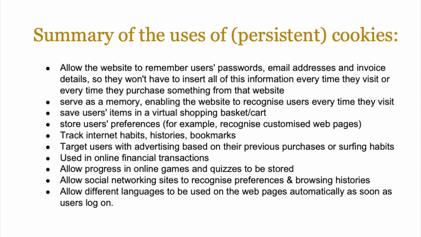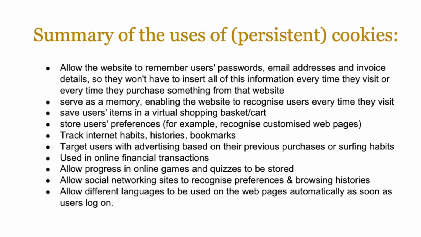Now on screen is a summary of the uses of persistent cookies. Make sure you remember a few of these. They allow the website to remember users' passwords, email addresses, invoice details, so you don't have to insert all of this information every time a website is visited or every time you try to buy something. They serve as a kind of memory, enabling the website to recognize users every time they visit them.